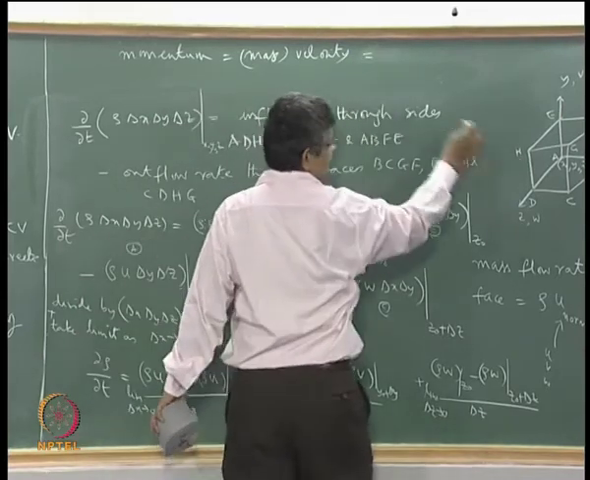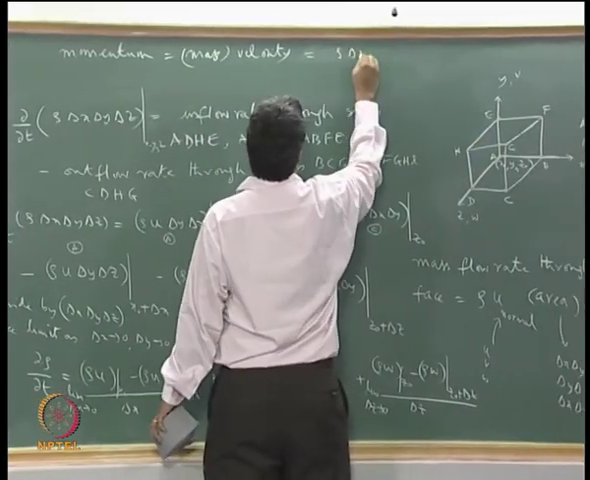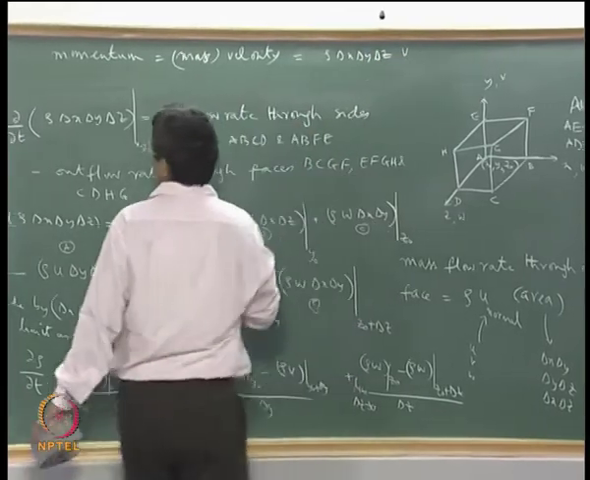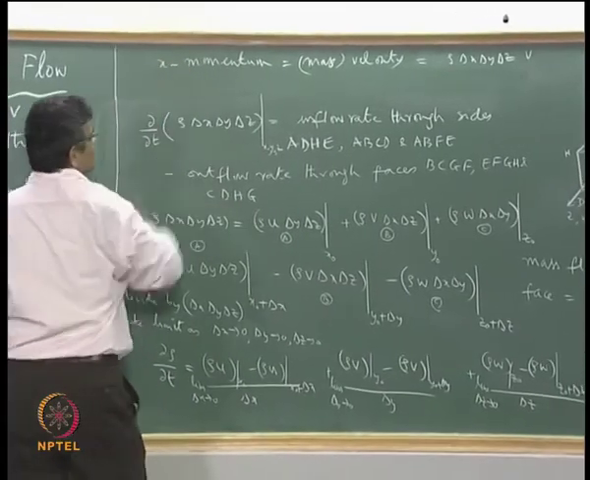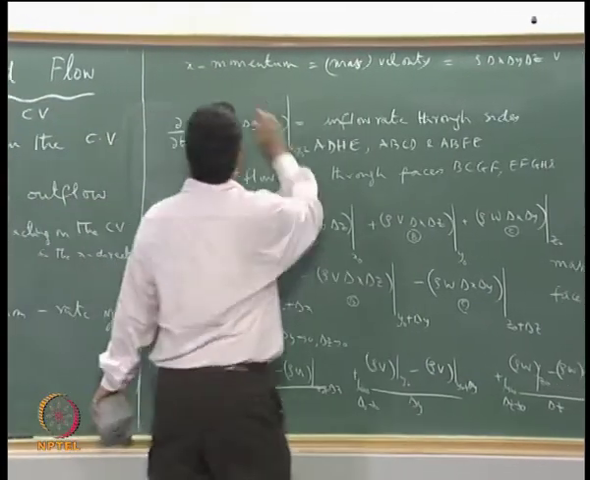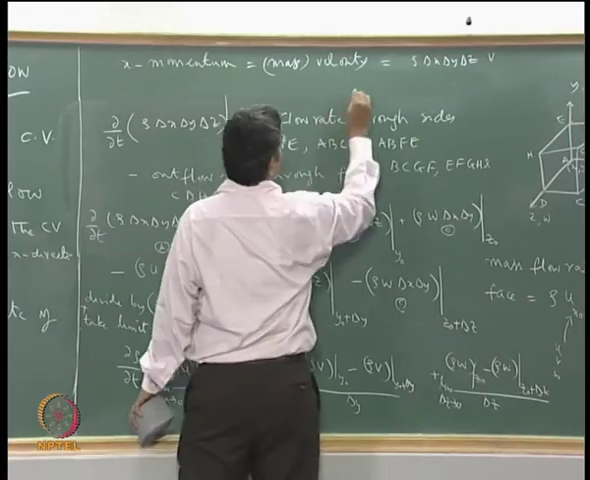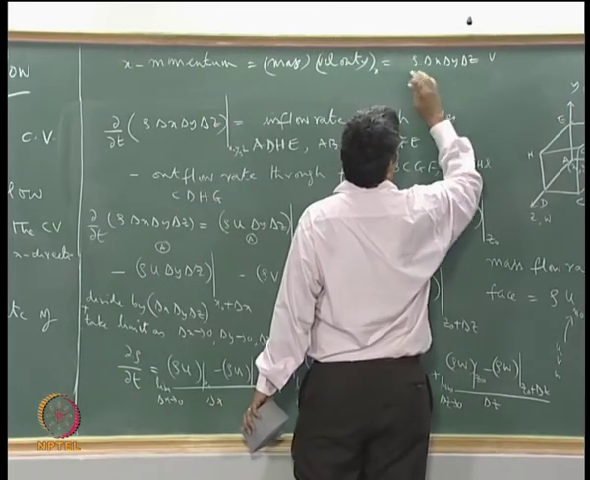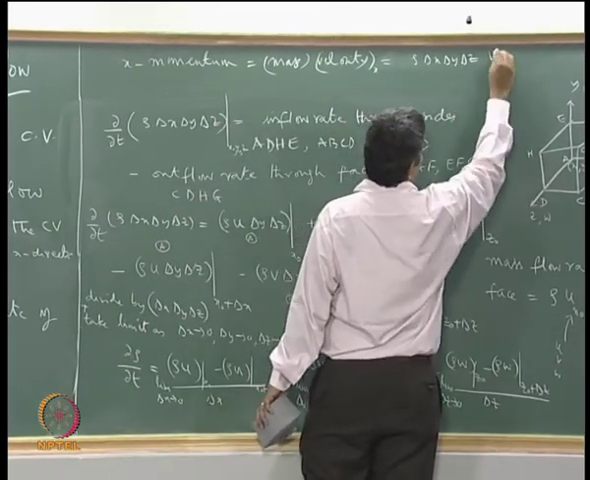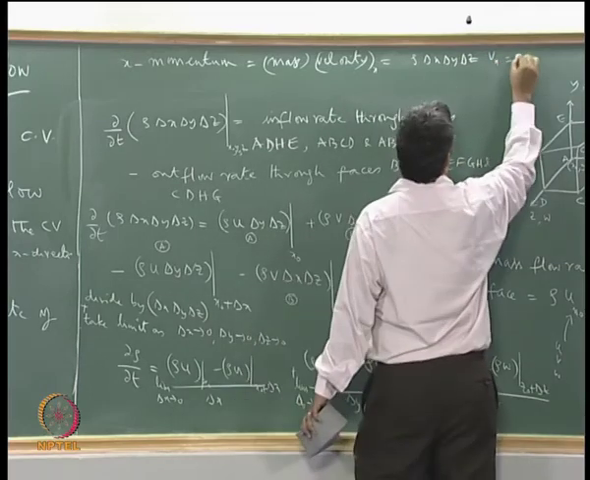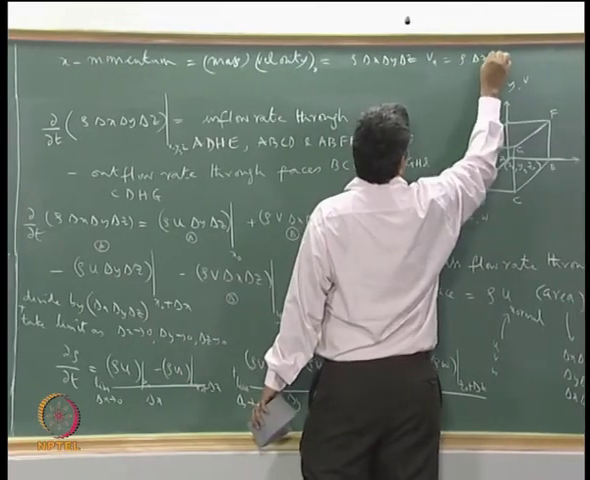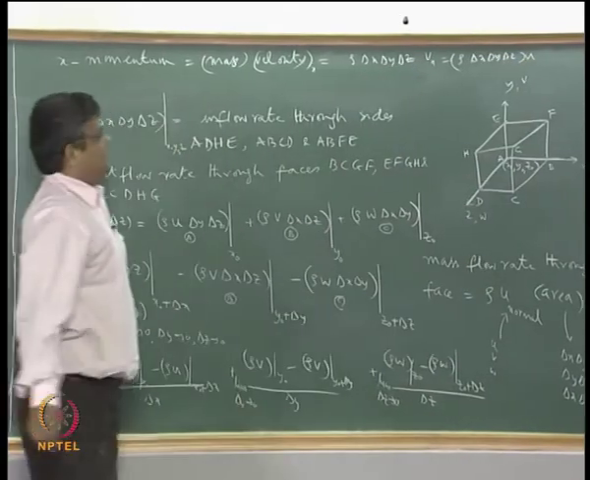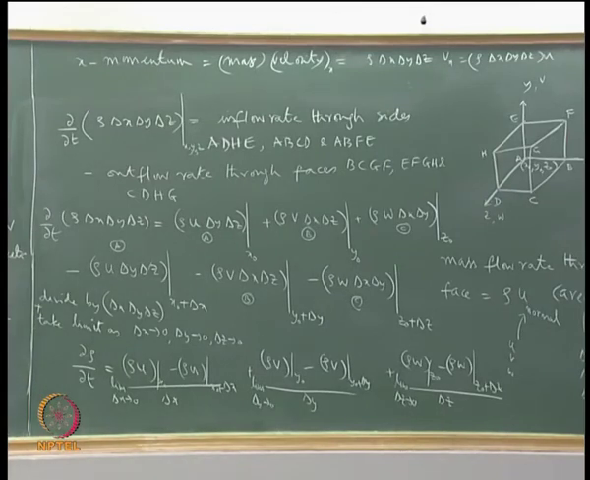Okay. And we know that the total mass in this is rho times delta x, delta y, delta z times v. Now, we can say that momentum in the x direction, which we are calling x momentum, is mass times the velocity component in the x direction. So this will become rho times delta x, delta y, delta z times velocity in the x direction, which is nothing but u. So rho delta x, delta y, delta z times u is the momentum in the x direction contained in the control volume.